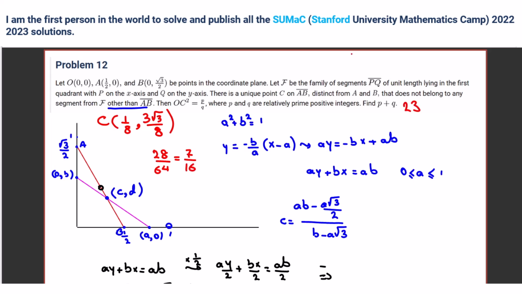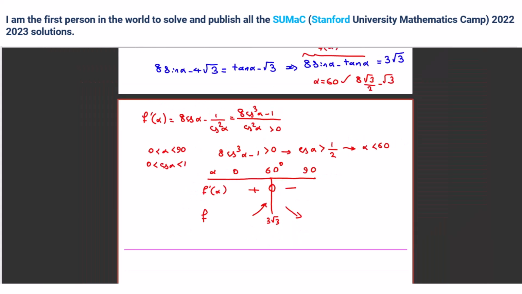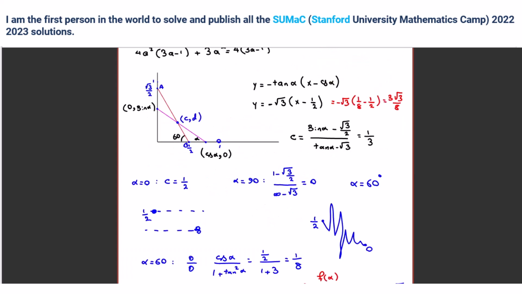Okay, understood? Yeah. Okay. What's your next question? Actually, on this question, can you explain what's happening as the angle approaches 60 degrees? I don't fully understand what's happening graphically. Why is this 1/8?